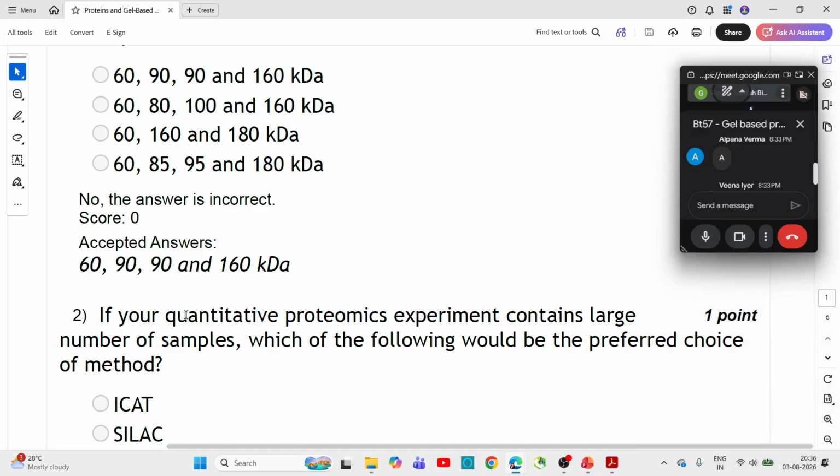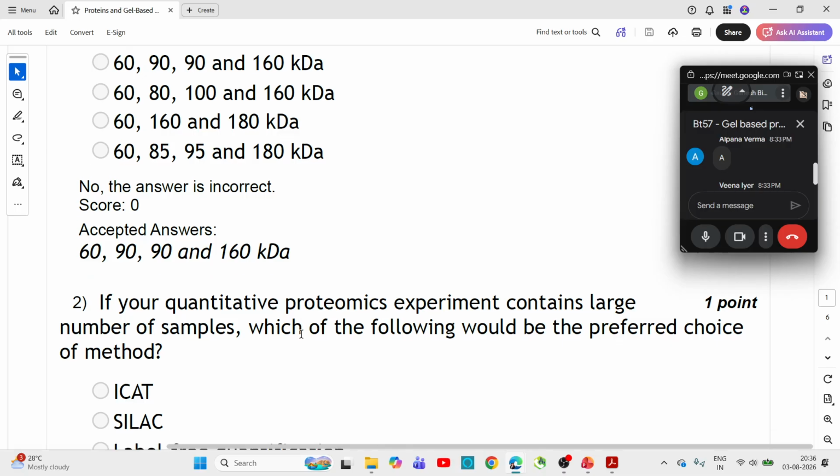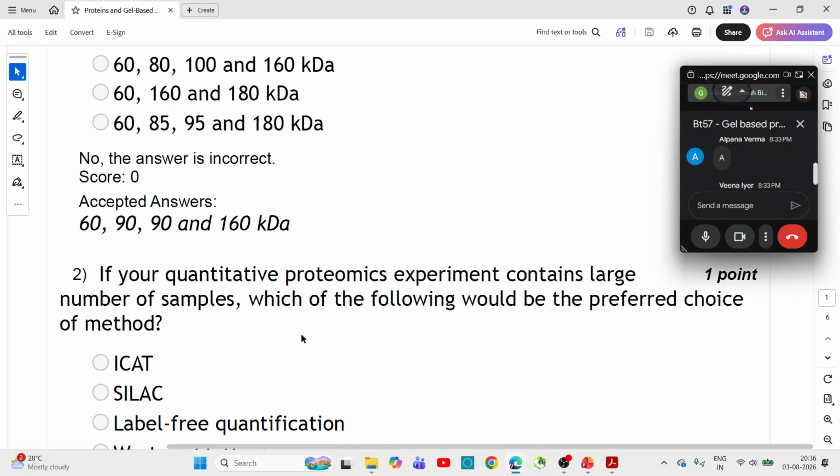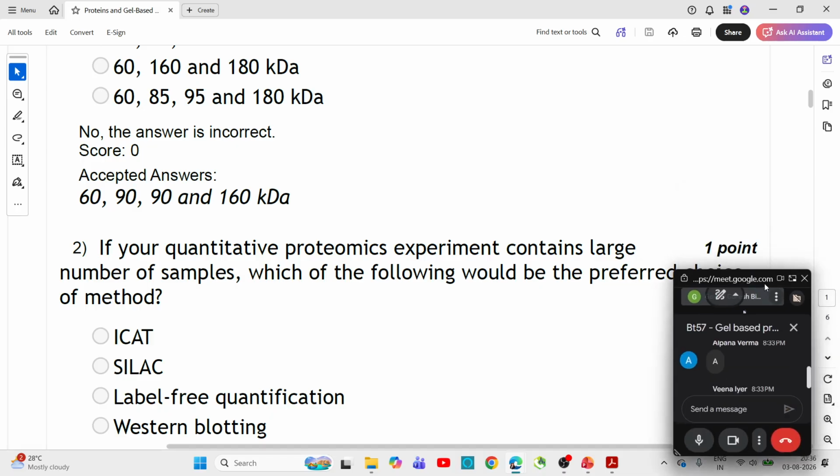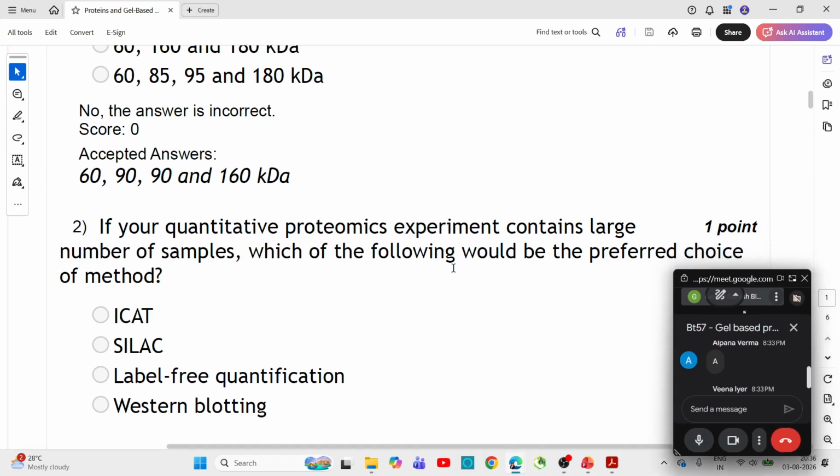Okay. So in a quantitative proteomics experiment containing a large number of samples, which of the following would be the preferred choice of method? So there are a large number of samples present. Although we have not read about the gel-free based techniques here, using your common sense, if there are a large number of samples, what would be the preferred choice of method in order to detect them? Which one would be the cheapest and fastest way of analyzing, and in a quantitative way as well?